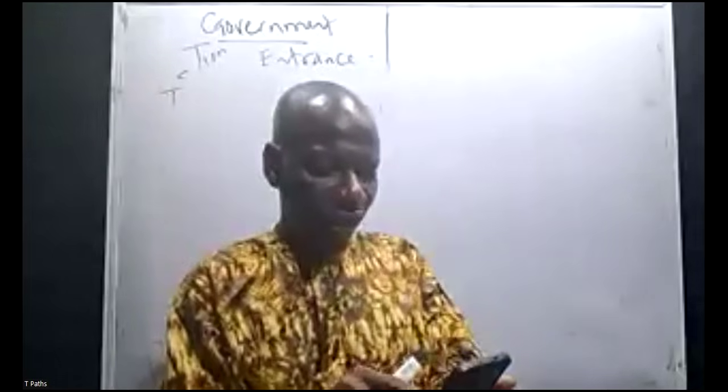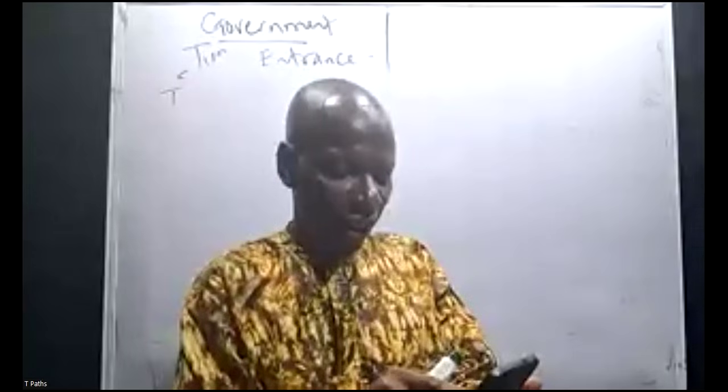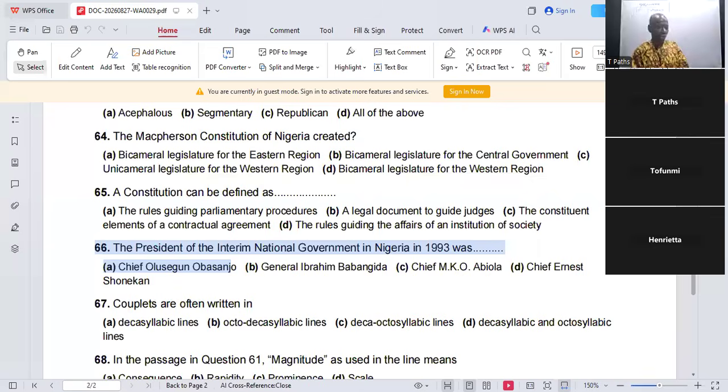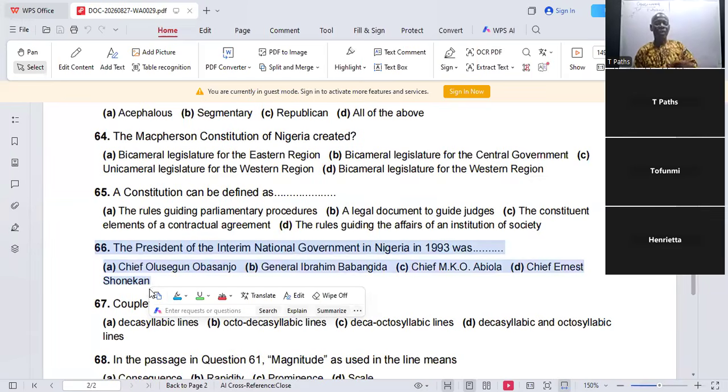The president of the interim national government in Nigeria in 1993, we all know. Let's take our mind back. What led to that interim government? Remember, Abiola won the June 1993 elections squarely, but they deprived him of his right. He proclaimed himself president and he was arrested and detained. In order not to leave a vacuum, Babangida never wanted to leave.